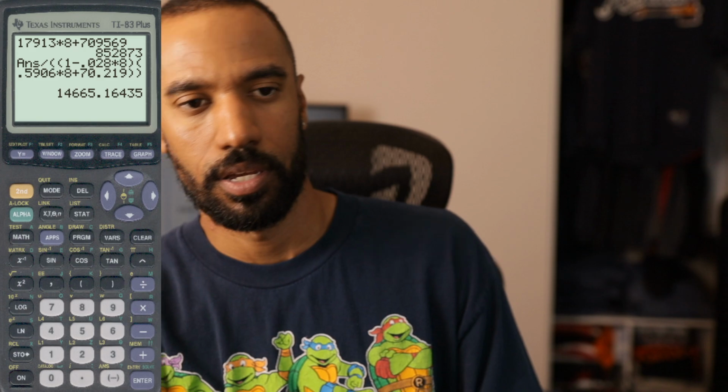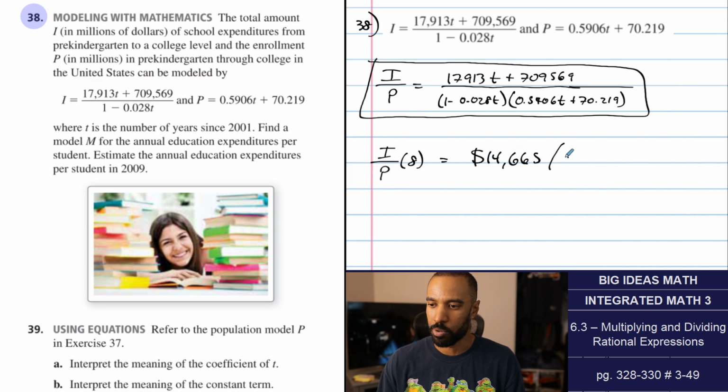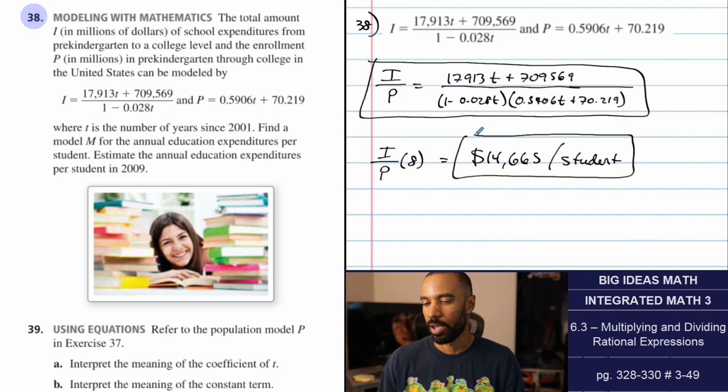So $14,665 about per student. Remember, these were both in millions, so when you divide the millions, they cancel. So $14,665 per student. All right, for those 8 years.